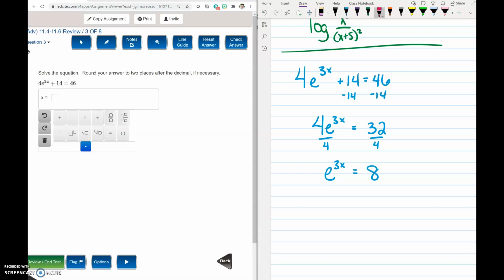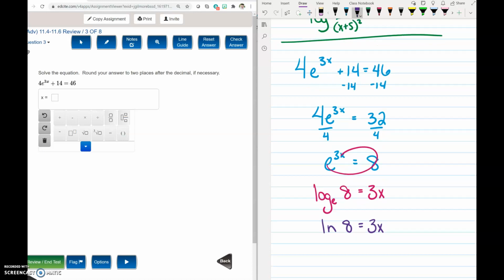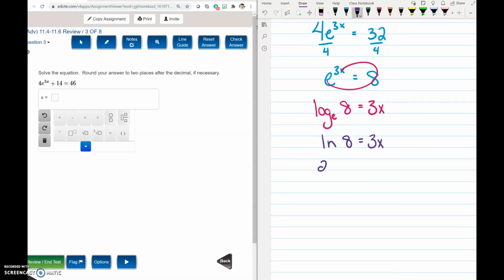We're now stuck, and when you're stuck, you change forms. 1, 2, 3, woo! So log base e of 8 equals 3x. Log base e is the same as ln. So this thing says ln of 8 equals 3x. ln is a button on your calculator, so you punch the ln button and the 8. ln of 8, the natural log of 8, is the decimal 2.0. It says round to 2 decimal places, so I'm going to do 2.08.